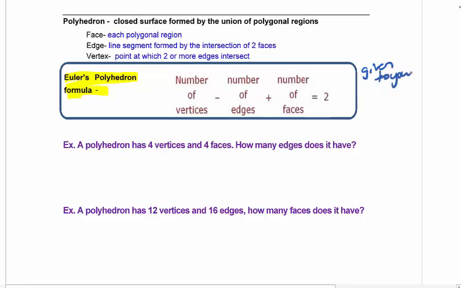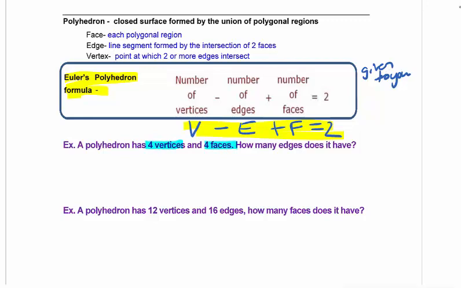I'm amazed at how many people get this problem wrong, and it's just about being careful what you plug in. So I like to say vertices minus edges plus faces equals 2, because again, I like to abbreviate what I have. So label what's given to you in the problem. We have 4 vertices and 4 faces. So I'm going to plug in 4 for vertices and 4 for faces. I need my edges. So I'm solving for E.